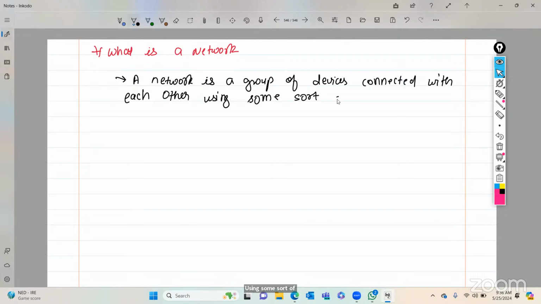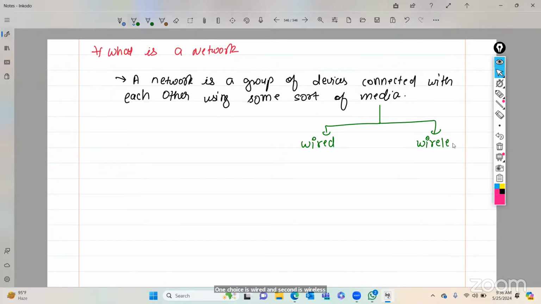Because you know that media is always required. And why am I saying some sort of media? Because we have two choices, guys. One choice is wired and the second is wireless. We have two types of media, wired media and wireless media. So the devices can be connected with each other using any medium, either through a wire or through wireless connectivity.